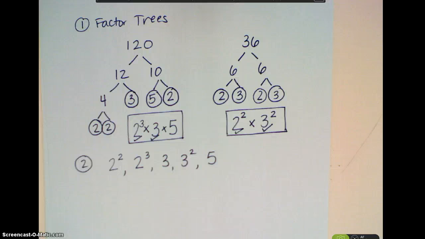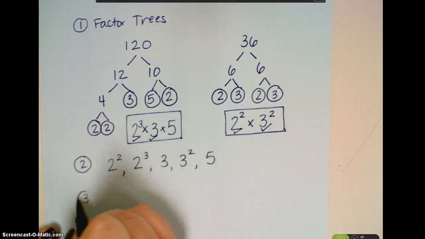So what I have to do now is take the largest exponent for each factor. Basically I have the numbers 2, 3, and 5 as bases. I need the largest exponent for each one of those. That's going to be my third step.